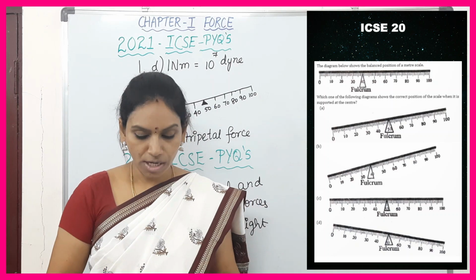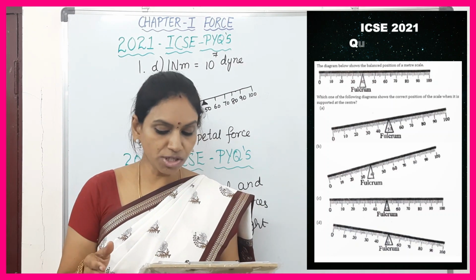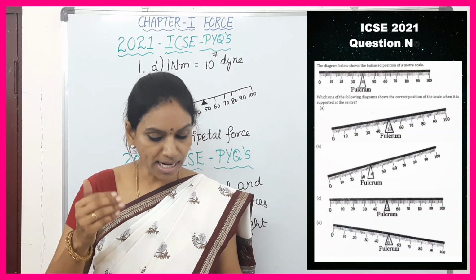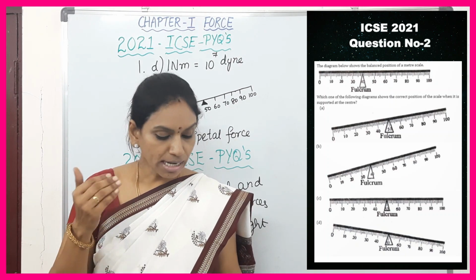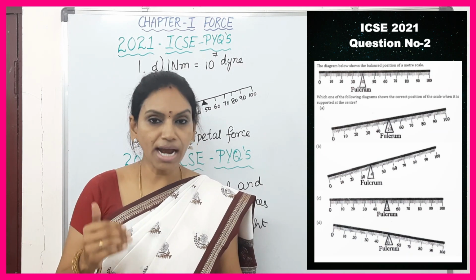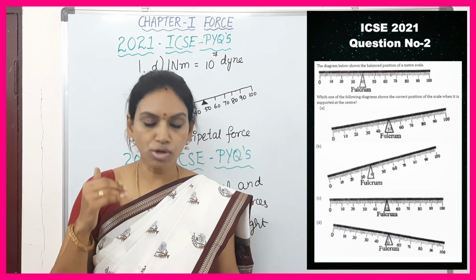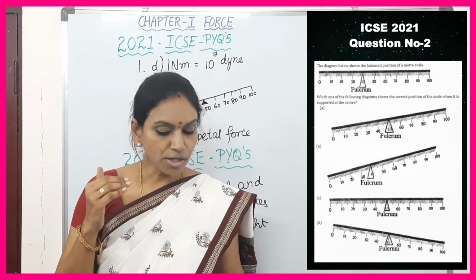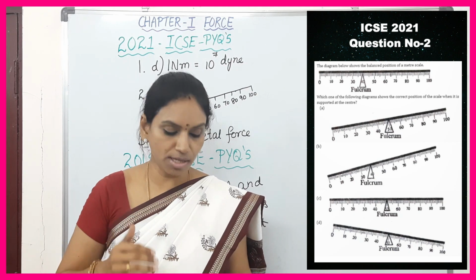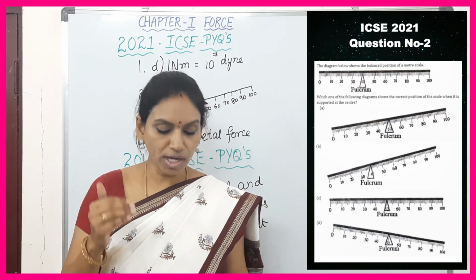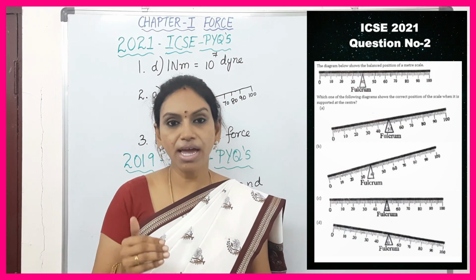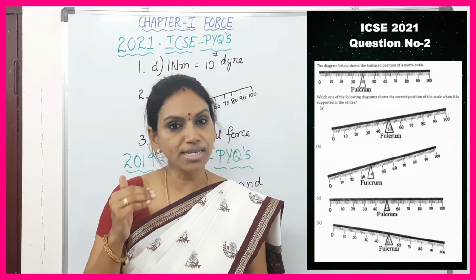The diagram shows the balanced position of a meter scale. Which one of the following diagrams shows the correct position of the scale when it is suspended at the center? I'll read out the question again. The diagram shows the balanced position of meter scale shown in the picture. Which one of the following diagrams shows the correct position of the scale when it is suspended at the center?